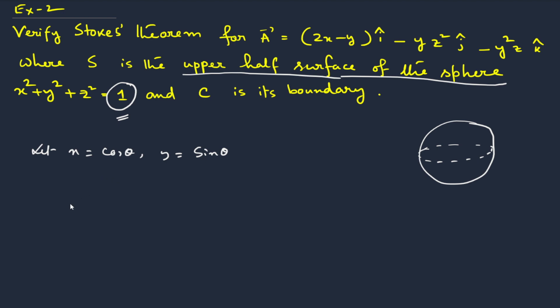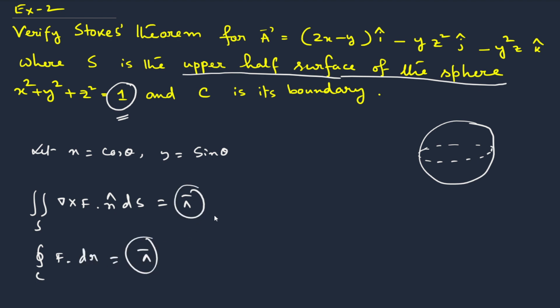When you find the left hand side and right hand side, your left hand side after calculation is what? Double integration over S, del cross F dot n cap dS. So just like problem one, it is exactly the same. You just proceed. After calculation, this is your pi. So the left hand side, F dot dr, is also pi. So this part you will get.